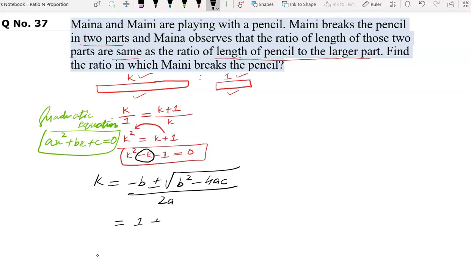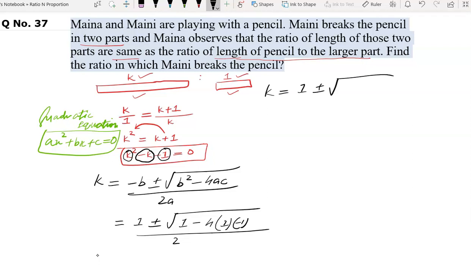So this will be plus 1 plus or minus root b square. Now b is minus 1, so b square will be 1, minus 4 into a. A is plus 1, into c. C is minus 1, upon 2a. A is plus 1, so this will be 2. Now if we solve this, k is equal to 1 plus or minus root of 1 minus 4 into minus 1, and minus 4 into minus 1 will give us plus, so 1 plus 4, upon 2. So this will give us 1 plus or minus root 5 by 2.